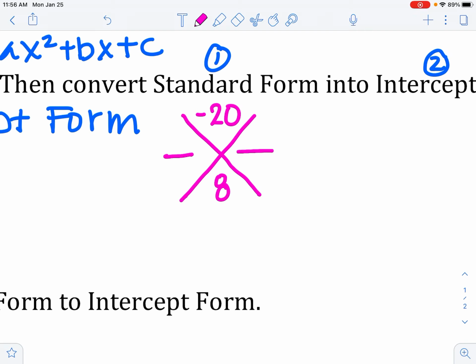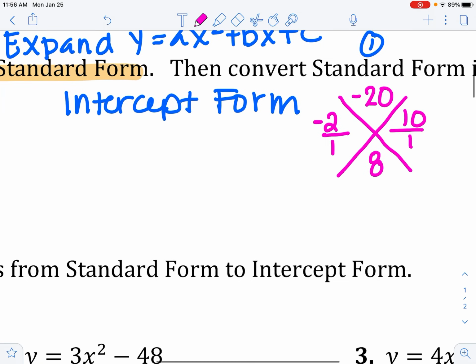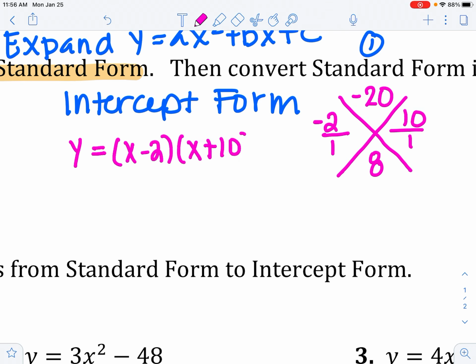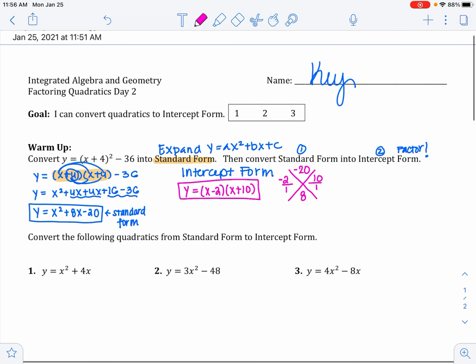So I have 1 times 20, which is not going to work. I have 2 times 10. If I subtract them, I can get 8. I would have to make the 2 negative. That'd give me a negative 20 when multiplying and 8 when adding. And now remember, don't forget to divide by A. So divide by A, your lead coefficient, which is 1. Now I can write my intercept form. Don't forget the y equals (x minus 2) times (x plus 10). And there's my intercept form.